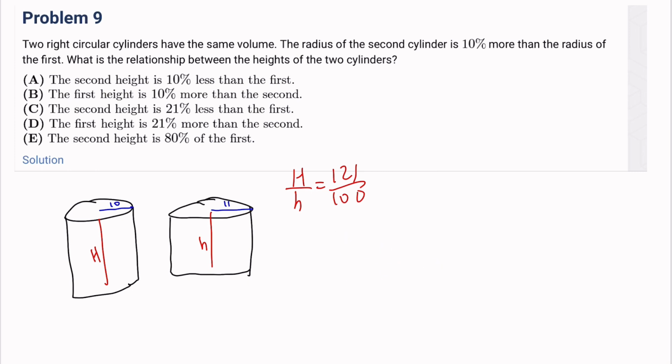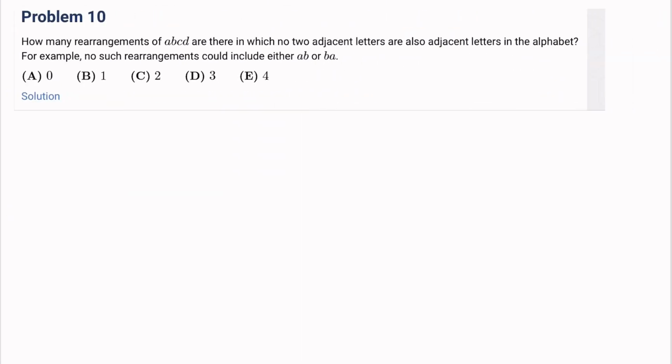And so this means that this is the first height. So the first height is 21% more than the second. The first height is 21% more than the second. The answer is D. Number 10.